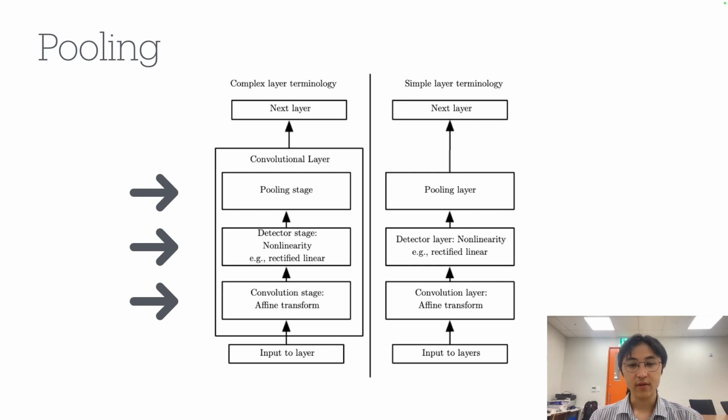That's how pooling works. And there are many different pooling strategies, maybe mean pooling, max pooling, etc. You can also create your own pooling. So that's how pooling works, that's how the convolution layer actually works.